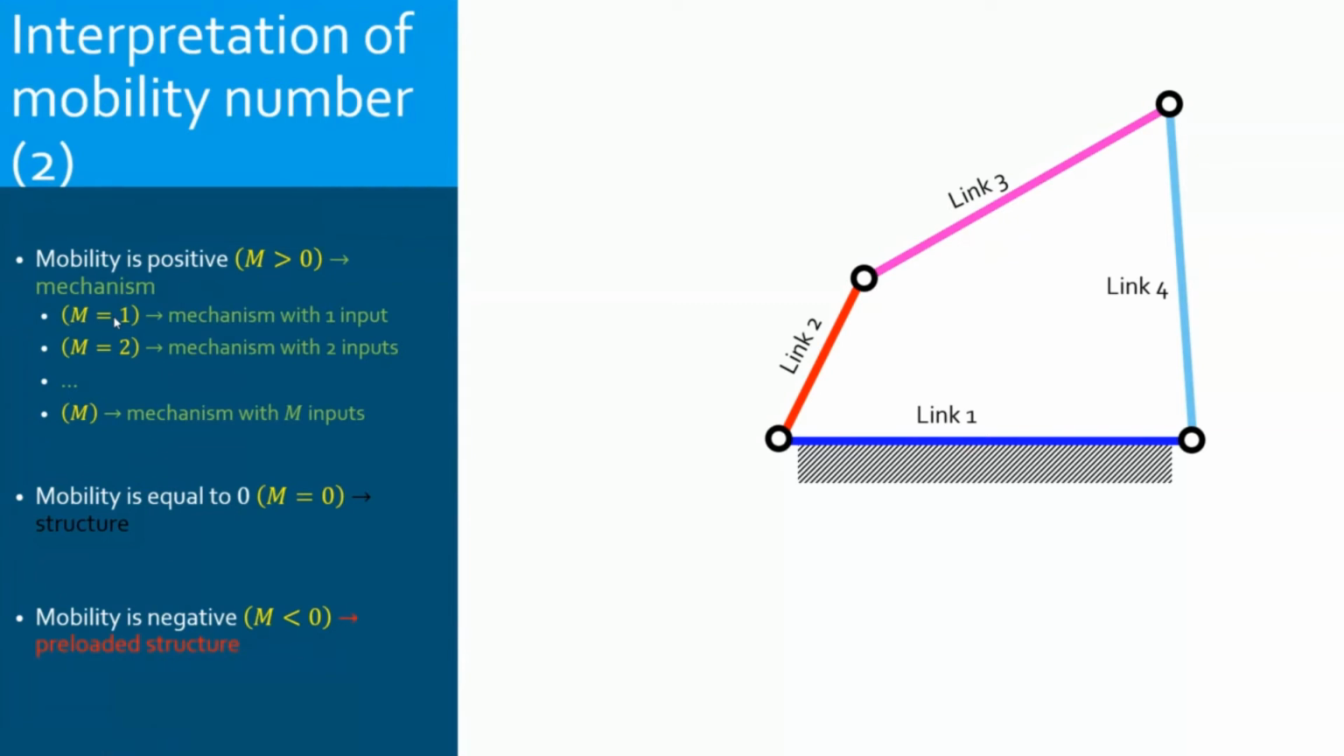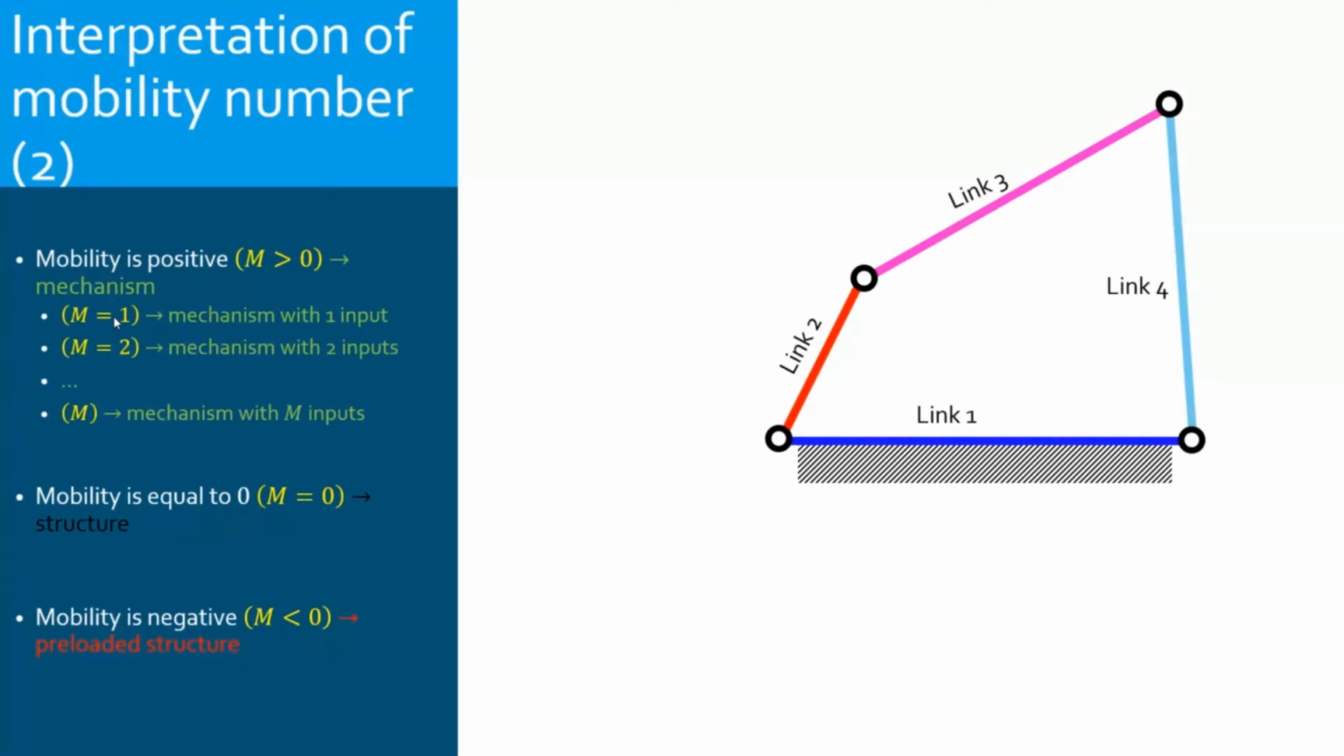I need to define externally 1 degree of freedom. It means I need 1 input. So for this 4-bar mechanism, I can have only 1 input. Why? Because m equals 1. If mobility is equal to 2, I should have 2 inputs, and only 2. If mobility is m, you need m inputs.